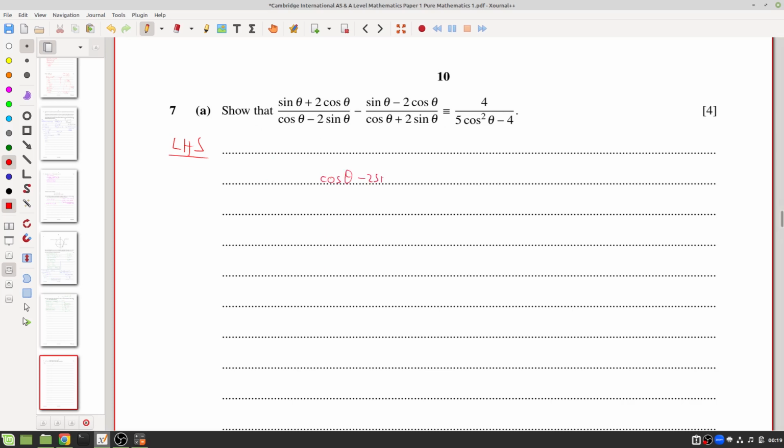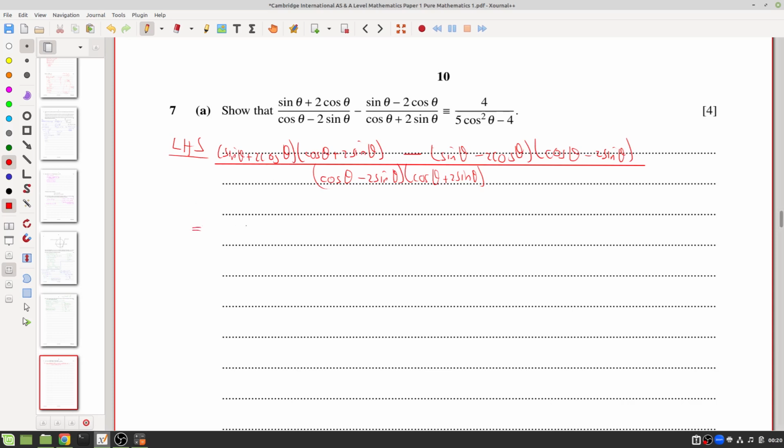So cos theta minus 2 sine theta times cos theta plus 2 sine theta. That's our common denominator. I'm sure the top's going to be pretty large here. Let's do a big line. So here on the left we had sine theta plus 2 cos theta. This fraction still needs to be multiplied with this, right? So this top part still needs to be multiplied with the cos theta plus 2 sine theta, minus, and then we had sine theta minus 2 cosine theta. That has to be multiplied still with this part, cos theta minus 2 sine theta.